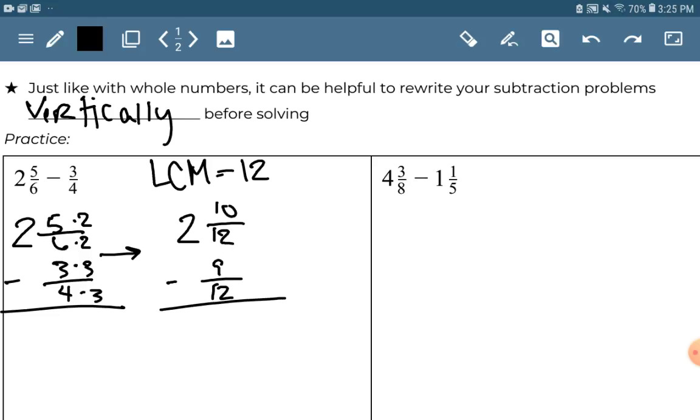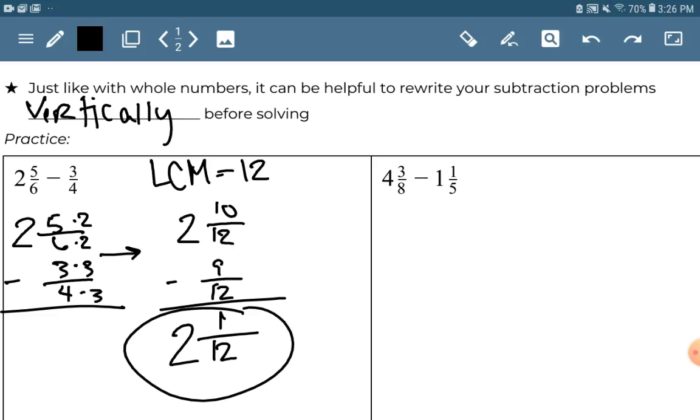Now that I've adjusted my fractions with a common denominator, I can go ahead and finish subtracting. To subtract my numerators, I'm going to do 10 minus 9, which is 1. My denominator stays the same. And for my whole numbers, I have 2 minus nothing, so I'm going to be left with 2 and 1/12 for my final answer. It cannot be simplified or reduced more than that.